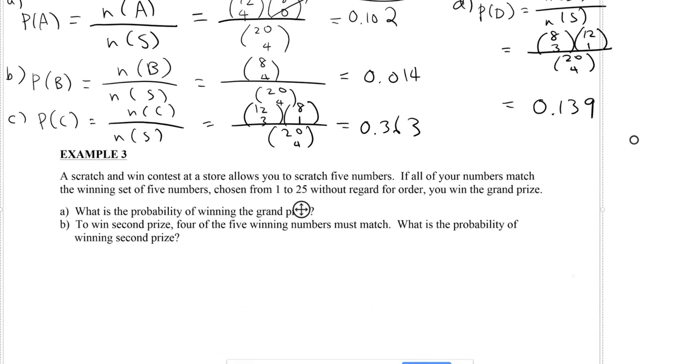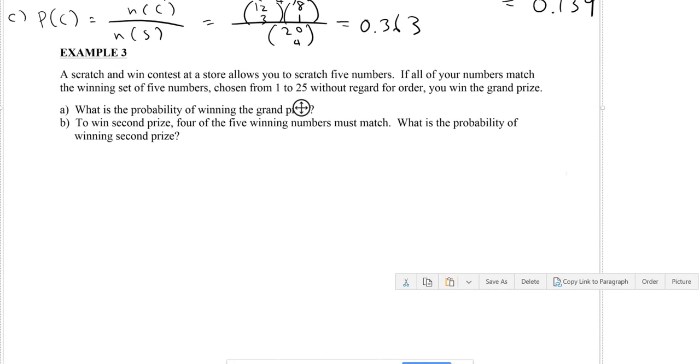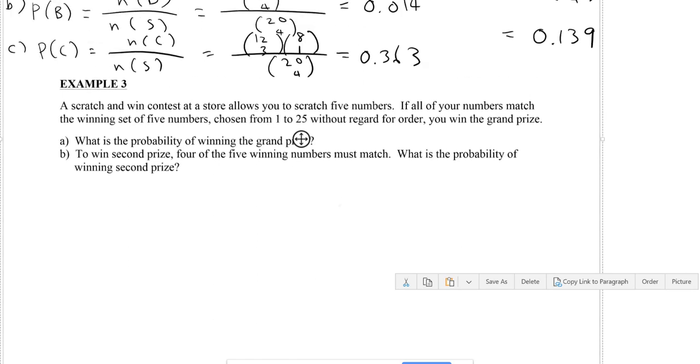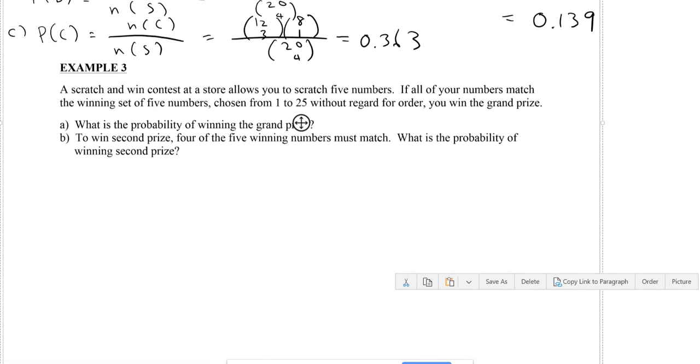Okay, so that's example 2. We will move quickly to example 3. Example 3 says a scratch and win contest at a store allows you to scratch 5 numbers. If all your numbers match the winning set of 5 numbers chosen from 1 to 25 without regard for order, you win the grand prize. The question is, what is the probability of winning the grand prize?